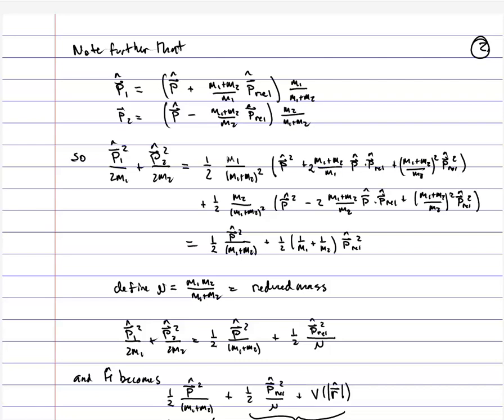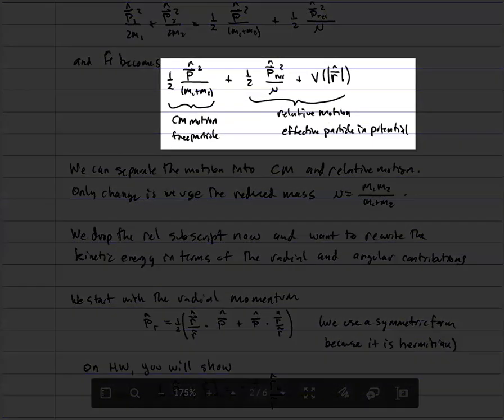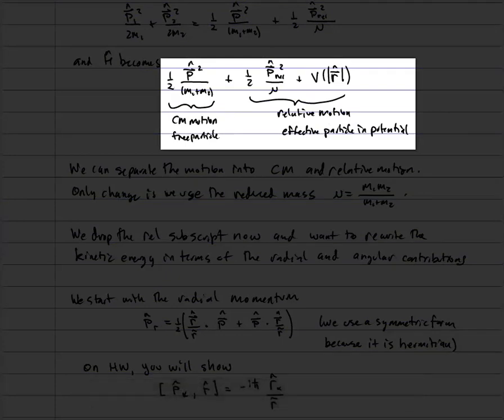Similarly, the potential energy also separates because it only depends on the relative coordinate, since it only depended on R1 minus R2. Okay? That means we can group our terms together in the Hamiltonian. There's one term that corresponds to the center of mass motion, and because there's no potential that is a function of big R, that center of mass motion is the motion of a free particle. And then I have the relative motion of an effective particle in an effective potential. The potential ends up being the same, but the particle has the reduced mass rather than the mass of either of the particles, m1 or m2.